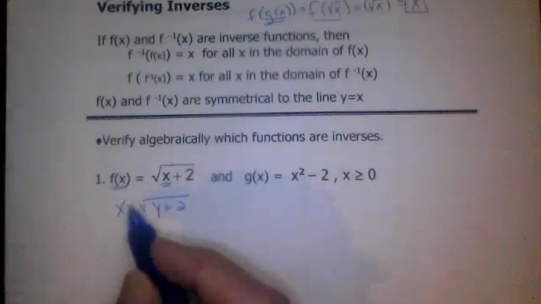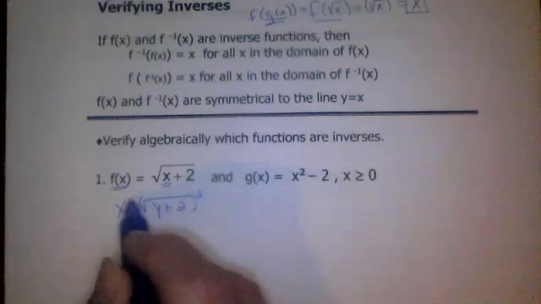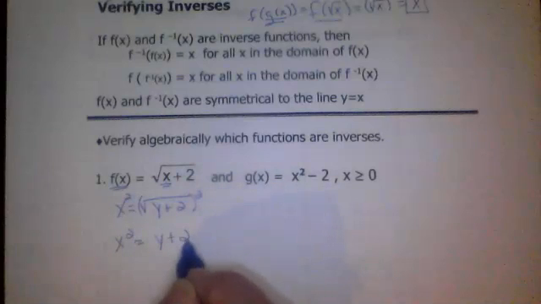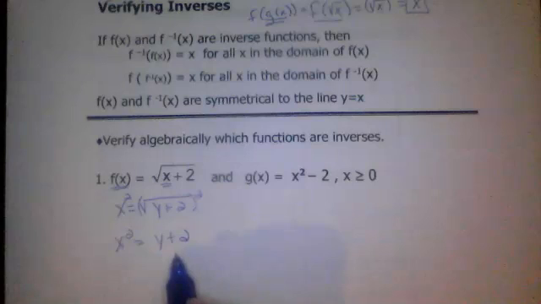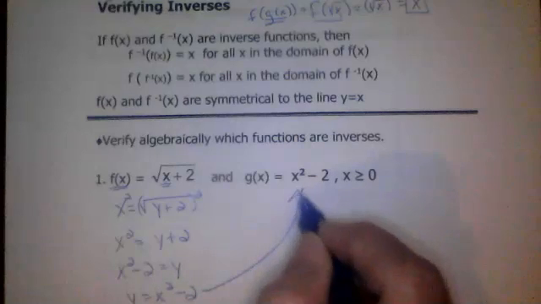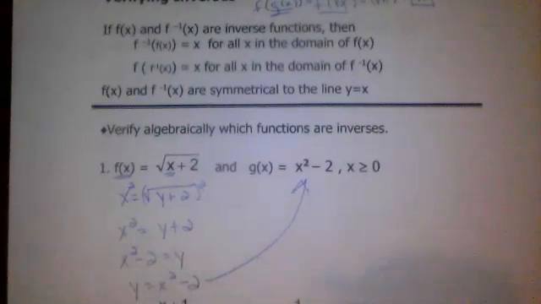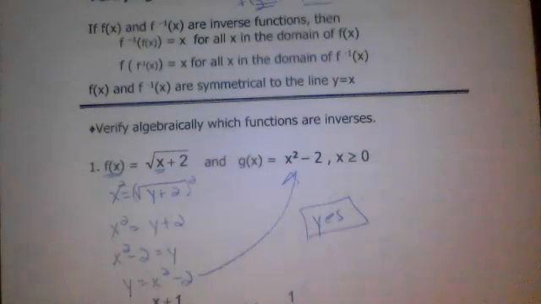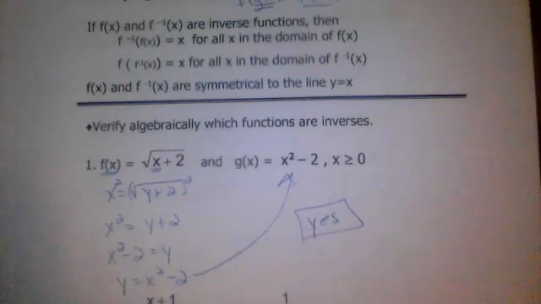So to solve this for y, I need to get rid of this square root sign. So I'm going to square both sides, and I have x squared equals y plus 2. Then I would subtract 2 from both sides, and I'd have x squared minus 2 equals y, or y equals x squared minus 2, which is the other equation. So yes, these are inverses. So for today, that's all we're doing. Switch out, and you can choose either equation. It doesn't matter which one you choose to switch x and y.